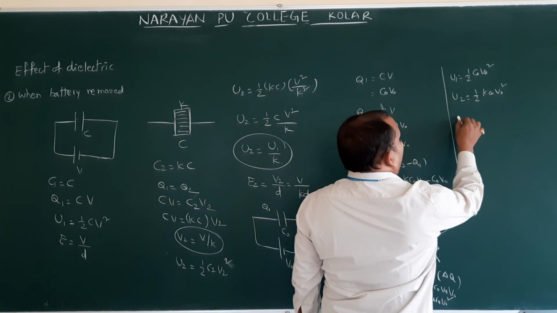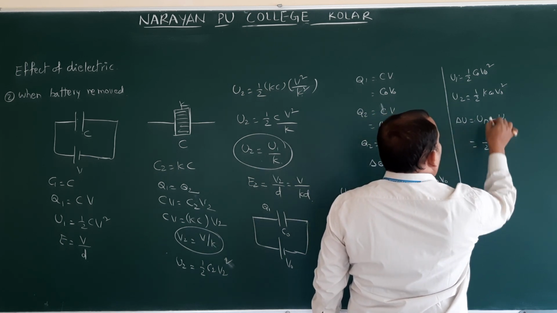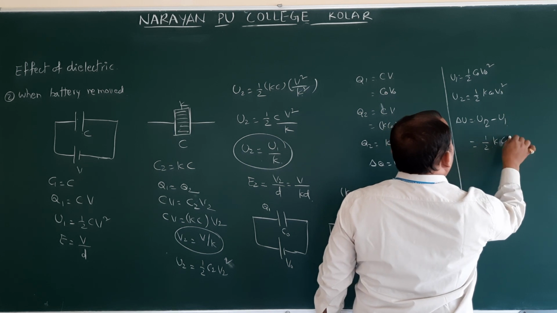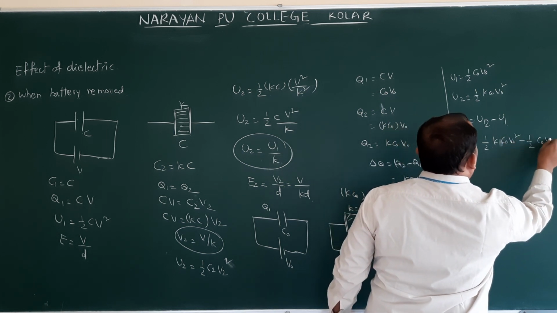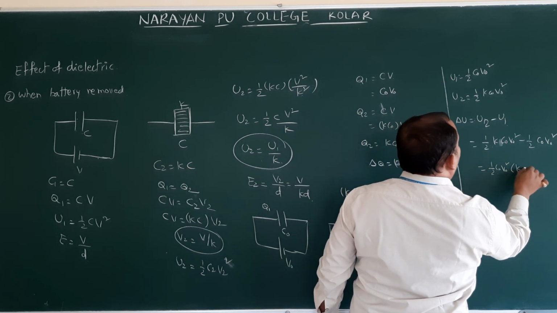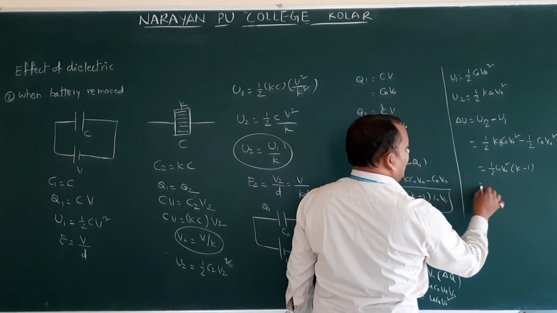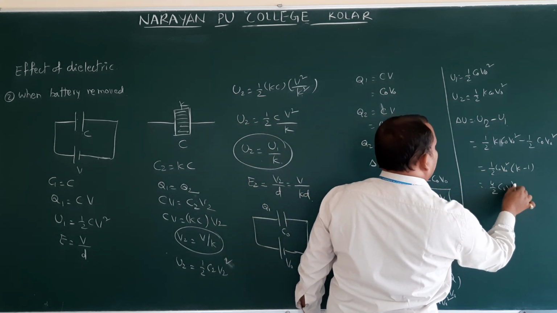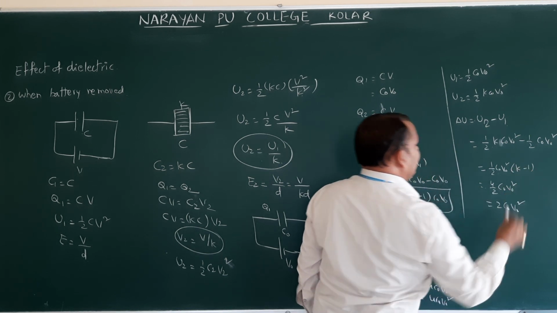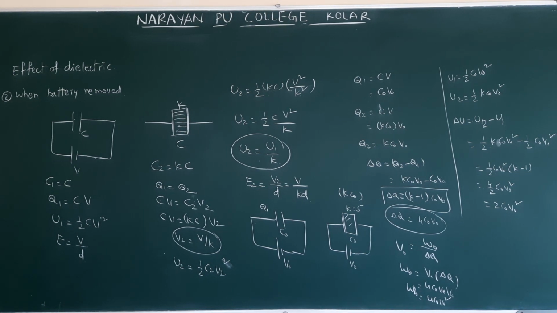Now, what is the energy difference we got? U2 minus U1 is half of K C0 V0 square minus half of C0 V0 square, which is half of K minus 1 times C0 V0 square. K value, how much did they give? 5. 5 minus 1 is 4. So 4 by 2 C0 V0 square, that is nothing but 2 C0 V0 square. So that is the answer we got: 2 C0 V0 square.